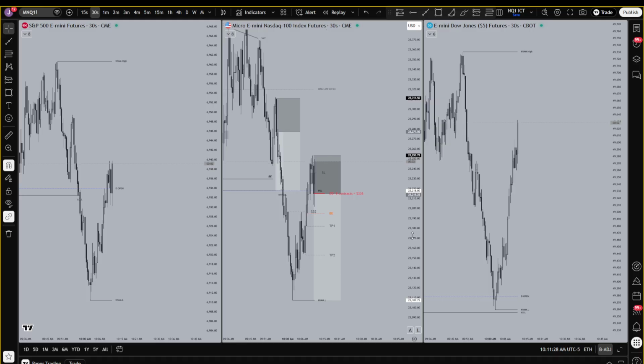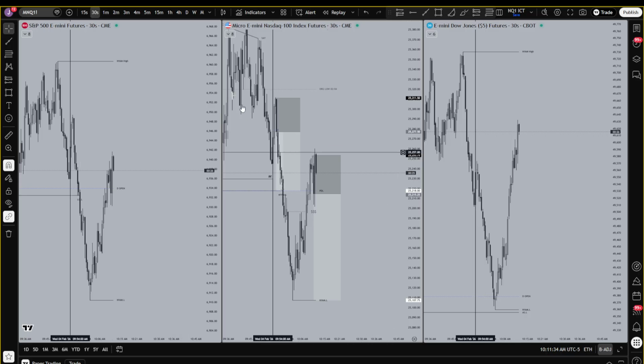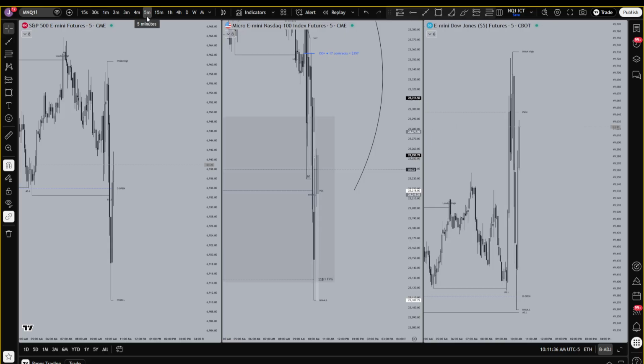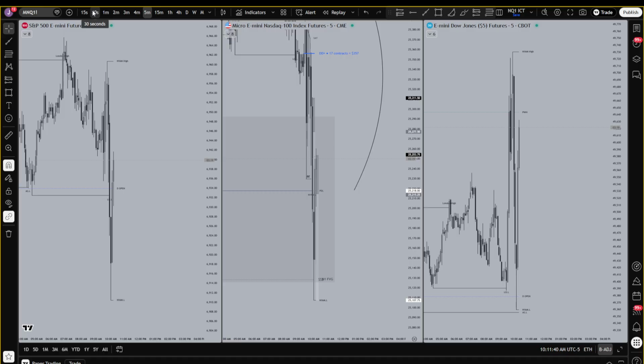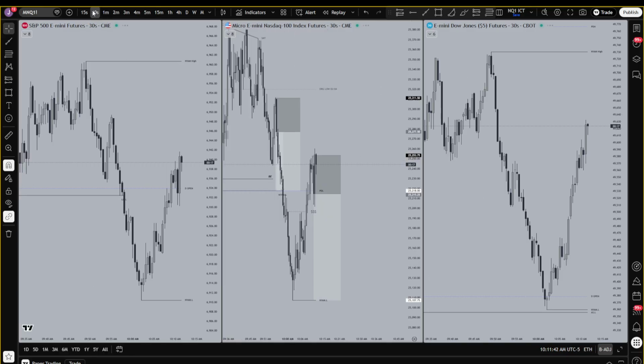Oh wow. Jesus Christ. Destroyed. Wow, I mean, that was a good trade, honestly. The 5 minute didn't close. The 5 minute held and re-manipulated the highs in the 5 minute.